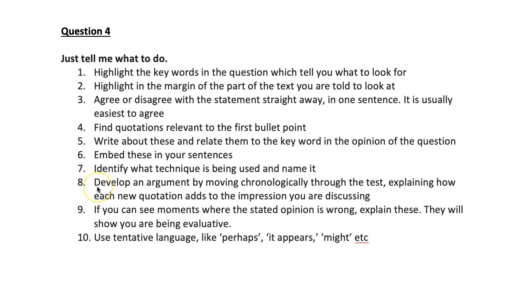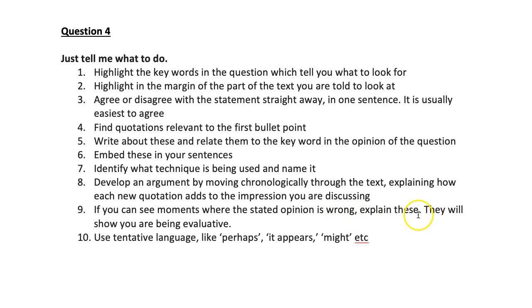This is really important. Number 8, develop an argument by moving chronologically through the, that should say text rather than test. Sorry about that. So if you develop an argument chronologically, that means in time order, you simply move from the beginning, not of the whole text, but of the lines that they told you to look at, and explain how each new quotation adds to the impression you are discussing. If you can see moments where the stated opinion is wrong, explain these. They will show you're being evaluative.